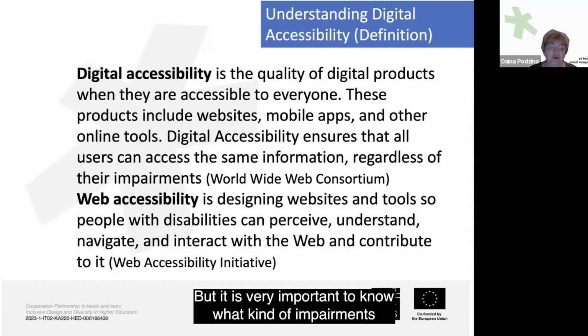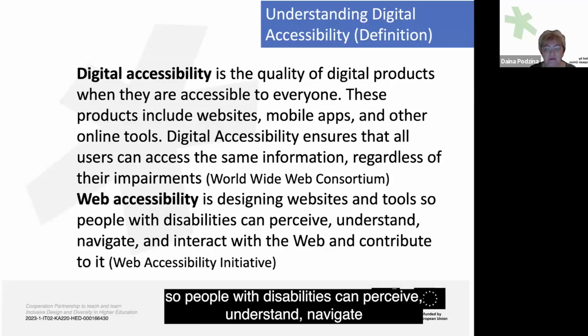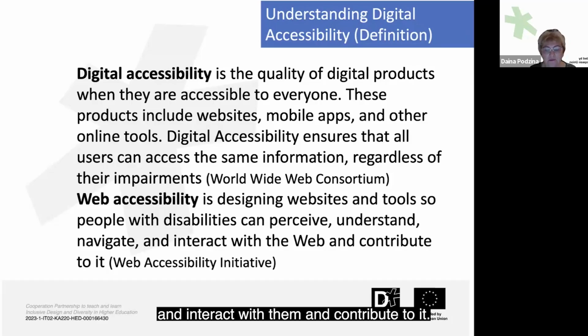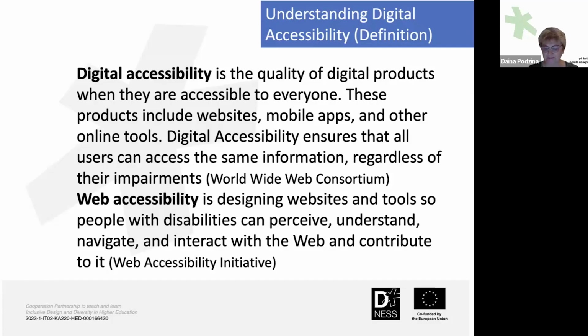But it is very important to know what kind of impairments your students have and what the main needs for them are. Web accessibility is defined as designing websites and tools so people with disabilities can perceive, understand, navigate, and interact with the web and contribute to it. And this definition is given by the Web Accessibility Initiative. Please, next slide.